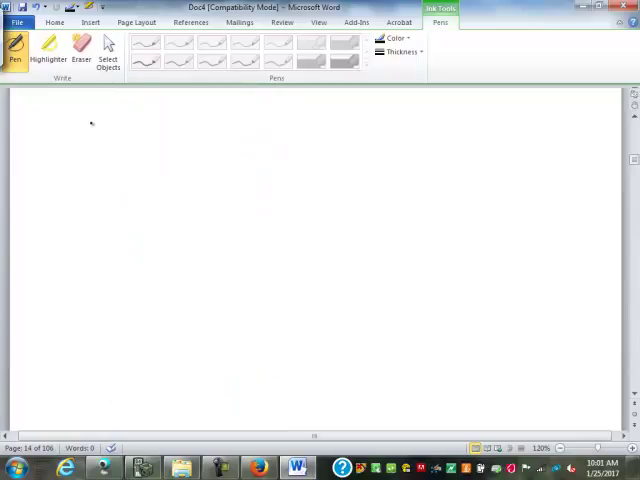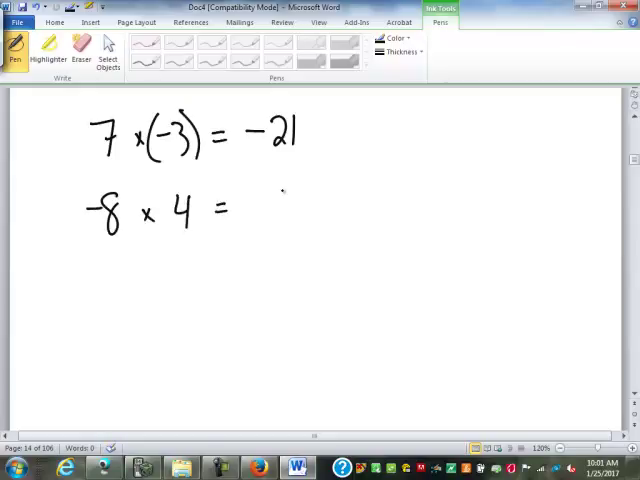So if I have 7 times negative 3, first of all, is the answer going to be positive or negative? Negative, and then of course 7 times 3 is 21. If I have negative 8 times 4, positive or negative? Negative, and 8 times 4 is 32. Very good.